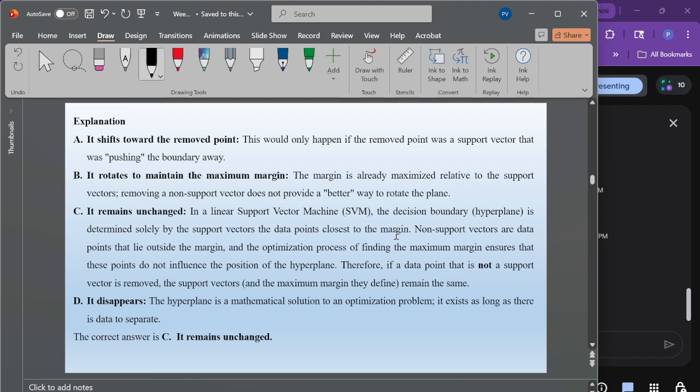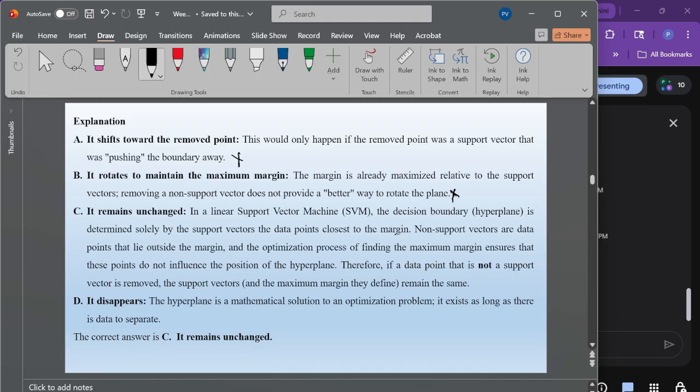Our option A is it shifts toward the removed point. So this would only happen if the removed point was a support vector. If the removed point is not a support vector, then the boundary does not change. So this is not our correct option. Now our option B is it rotates to maintain the maximum margin. The margin is already maximized by the support vectors, and removing a non-support vector does not provide a better way to rotate the plane. So that is also not a correct option.